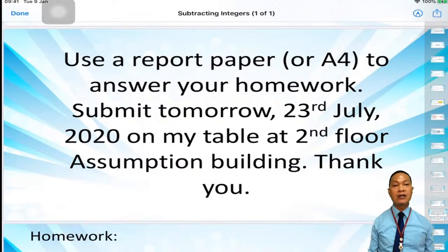Please submit also your notebook if you have not yet submitted your past homeworks. Okay? So please submit your work. Last time, I only had 1/3, 1/7, and 1/8. So the rest, please submit your work on my table. This time, use only report paper.